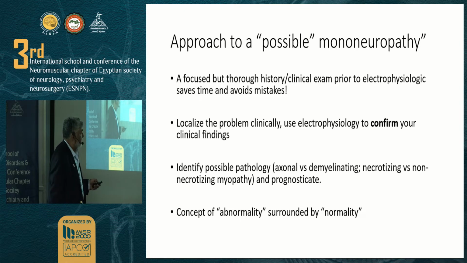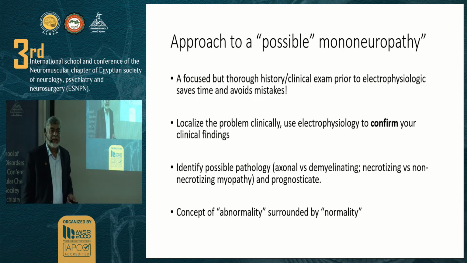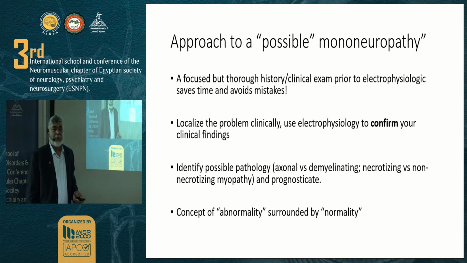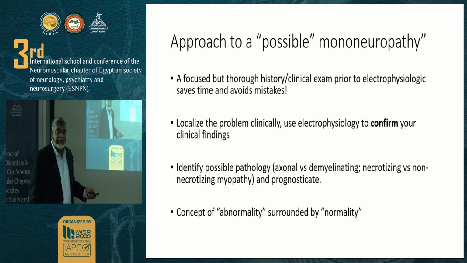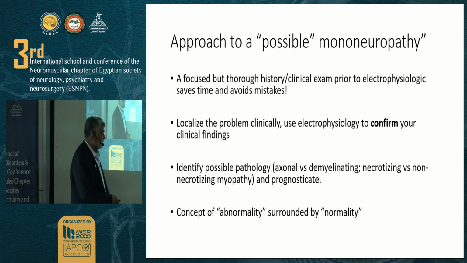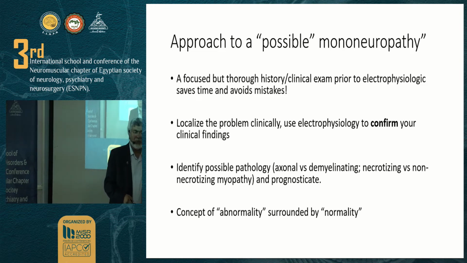I'll tell you why. With EMG, you can possibly localize the problem and have some idea whether it's axonal, how much is demyelination versus axonal. There's some prognostication as well, how bad it is. You can tell the referring physician how bad the problem is. And if you follow patients in the long term, you've got a baseline you can follow. This concept has not been discussed today, and I wanted to bring it up at the end of the day. The concept of abnormality surrounded by normality. You know what I mean by that?